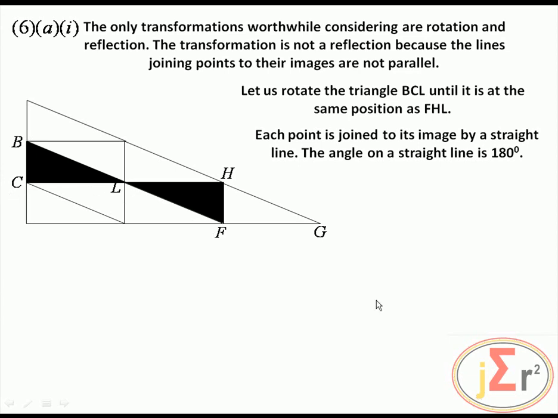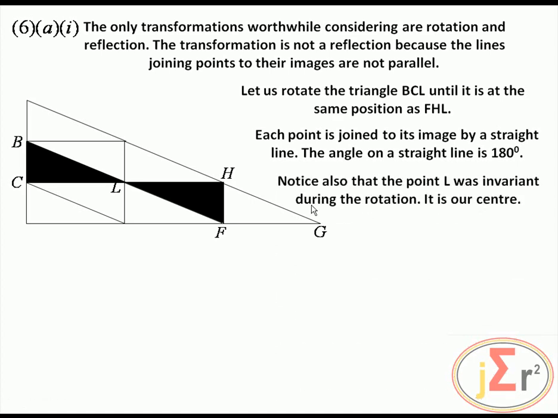Angles on a straight line add up to 180 degrees, so we are sure that the angle of rotation is 180 degrees. Also, this point here is invariant. That means it does not change. That means the image of L is also L. Therefore, L is the center of rotation. So the transformation is a 180 degrees rotation that is centered at L.